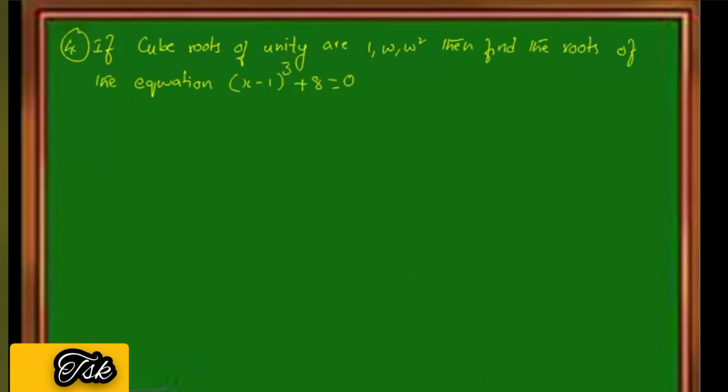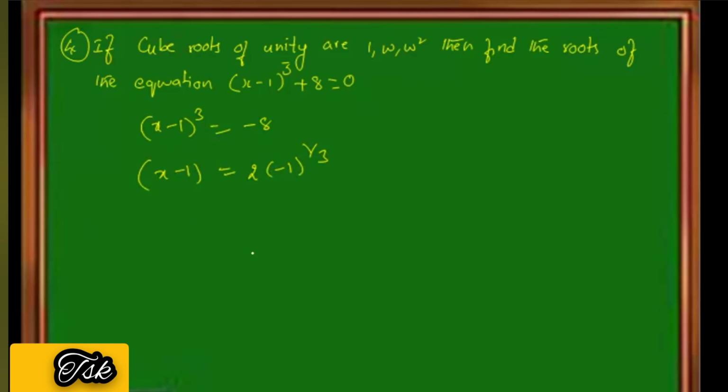Next, cube roots of unity. If the cube roots of unity are 1, ω, ω^2, then find the roots of this equation. So what are the roots of this equation? We have to write the equation first. The given equation is (x - 1)^3 = -e. So (x - 1)^3 = (-1)^(1/3).